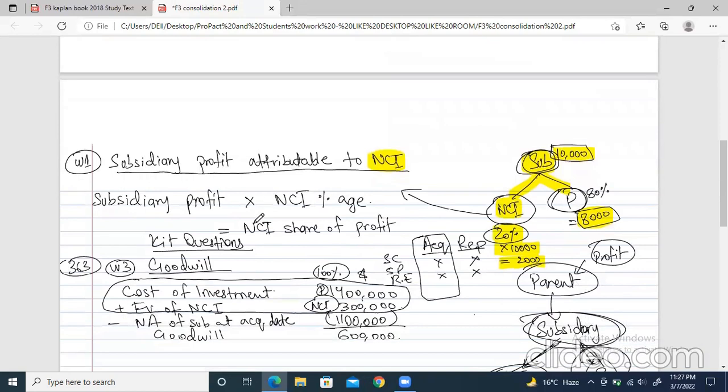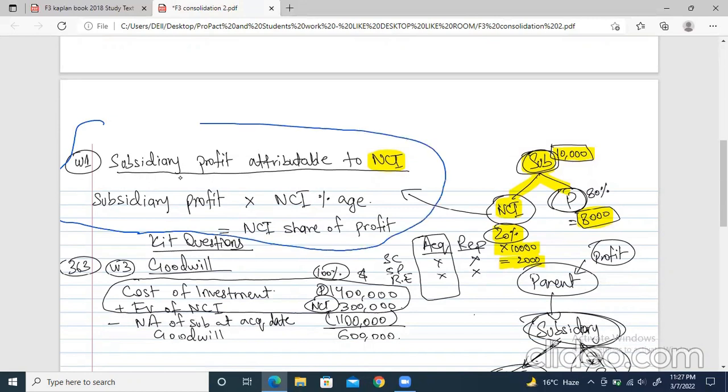Now, please take 2-3 minutes and just write this working one. Let me highlight this. This is just this working. And when you write this, let me know. I'll explain the meaning of this as well.